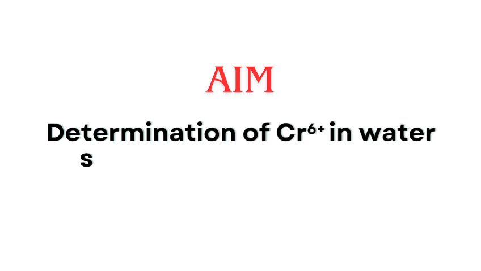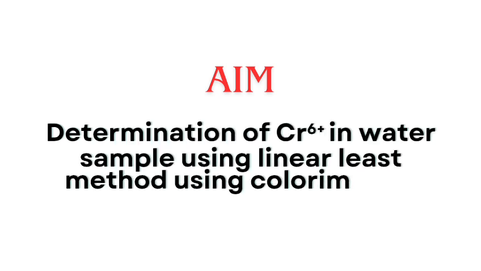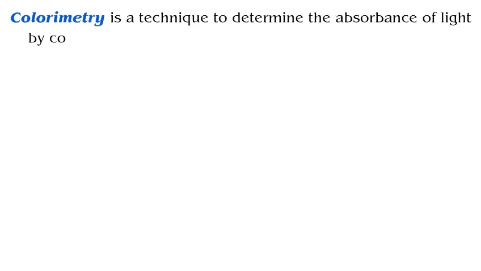Determination of chromium ion in water sample using linear least square method using colorimetry. Colorimetry is a technique to determine the absorbance of light by colored samples.